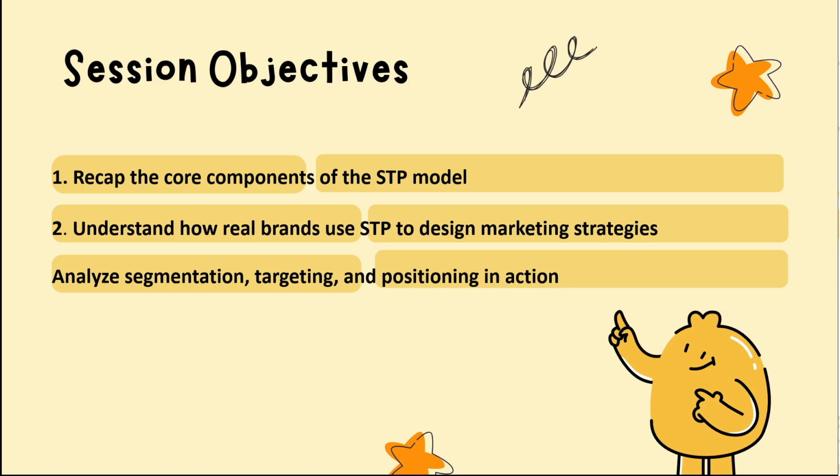Now, what are going to be our session objectives? First, to recap the core components of the STP model which we covered in the last 4 lectures. Then we need to understand how real brands use STP to design marketing strategies, and finally we try to understand segmentation, targeting and positioning in the real world.